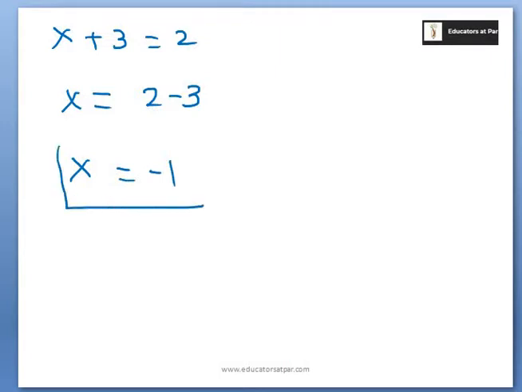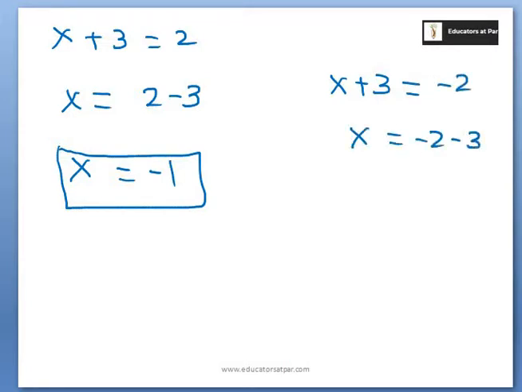So x + 3 = 2. When the 3 goes to the other side, it becomes negative. So 2 − 3 is −1. Now x + 3 = −2. 3 is positive here. When you take it to the other side, it becomes negative. −2 − 3: when both the numbers are negative, you add the numbers and put the negative sign. 2 + 3 is 5. So the answer is −5.